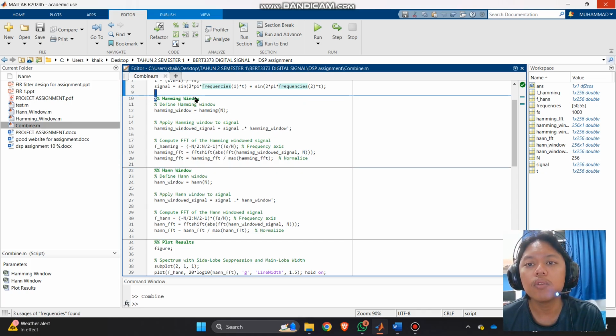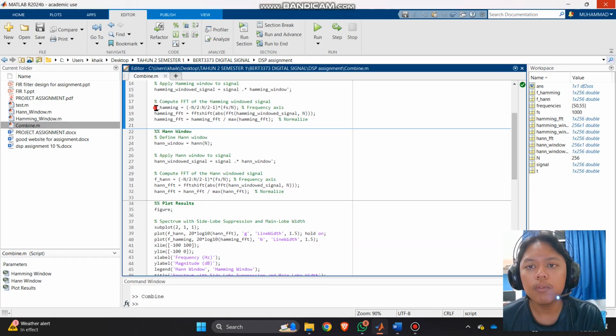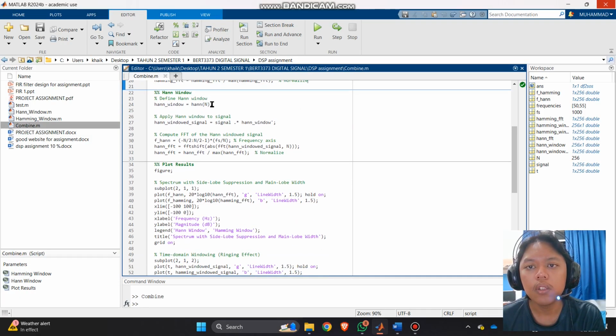Okay, next to generate our Hamming window, define window Hamming equals Hamming n. Next, Hamming window signal equals signal times Hamming window, to compute the FFT, the fast Fourier transform. Okay, for the frequency axis. Next, the frequency shift, and for the normalized frequency.